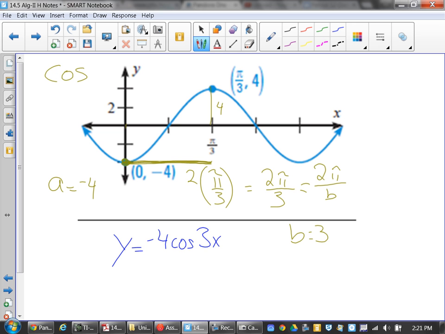How did you find the a value exactly? Notice that it starts at a minimum. How far is that from the origin? 4.